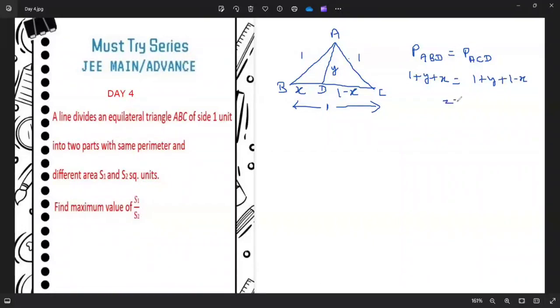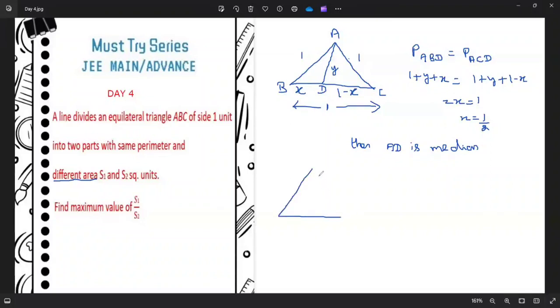On solving this equation, we get 2x equal to 1, x equal to 1 by 2. But if x is 1 by 2, then 1 minus x is also 1 by 2. That means AD is going to be the median. Because AD is the median, both the triangles ABD and ACD will have equal areas. But the question clearly mentioned they should have different areas. So from this we understand that the particular line should not be starting from the vertex.